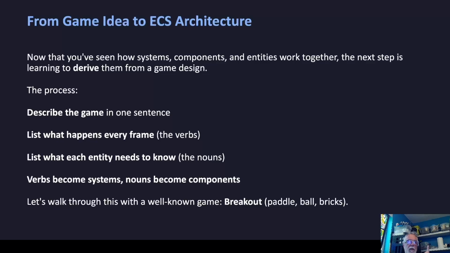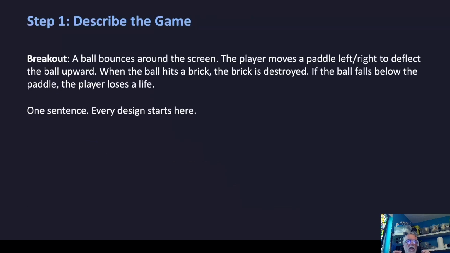But let's have a look here. Describe the game. A ball bounces around the screen. The player moves a paddle left to right to deflect the ball upwards. When the ball hits a brick, the brick is destroyed. If the ball falls below the paddle, the player loses a life. One sentence, every design starts here. Again, this is not a course about game design, but as you think about building the game engine, you do have to understand how to describe games. So I probably won't design any fun games in this course, but I will show you how to design games. The fun is up to you.